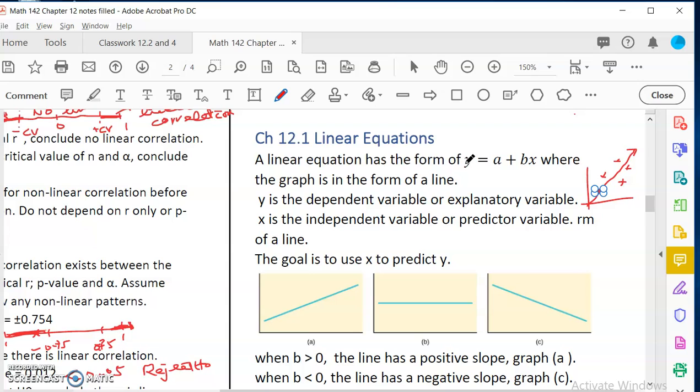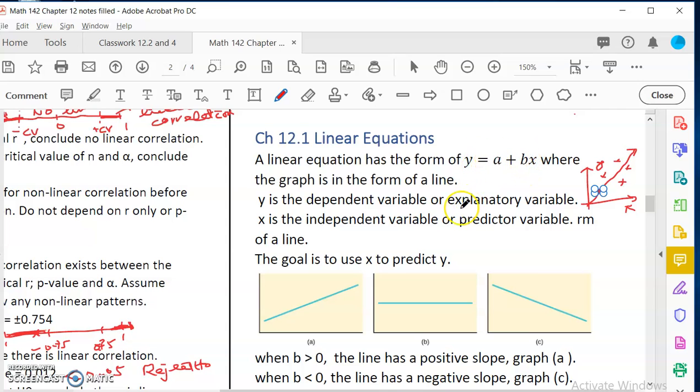If we have two variables, X and Y, that's the matched pair data. Then if you graph the points, the equation of a line is always y equal to a plus bx. If you graph this, it would be in the form of a line. You might remember that in algebra, they don't write it this way. They would write y equal to mx plus b.